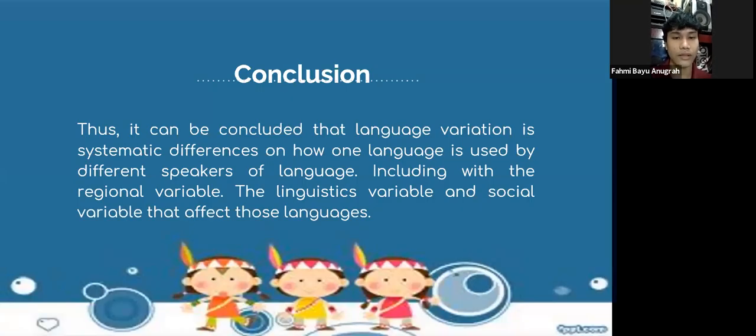So the conclusion. We can conclude from the previous discussion that language variation is systematic differences in how one language is used by different speakers of the language, including the regional variable, the linguistic variable and the social variable that affect those languages.